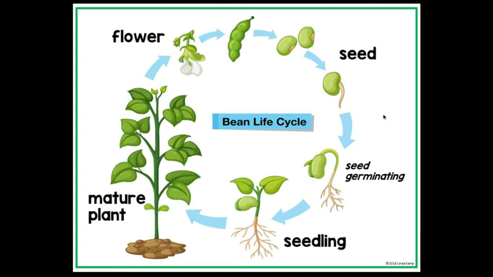So seed to seedling, and then here it grows up into a mature plant with a big stem and leaves. And then that mature plant grows flowers. And in this case, it's a bean plant. So the flower actually grows a fruit that has the seed inside of it. And then here's the seed. And it happens over again, and it keeps happening over and over.